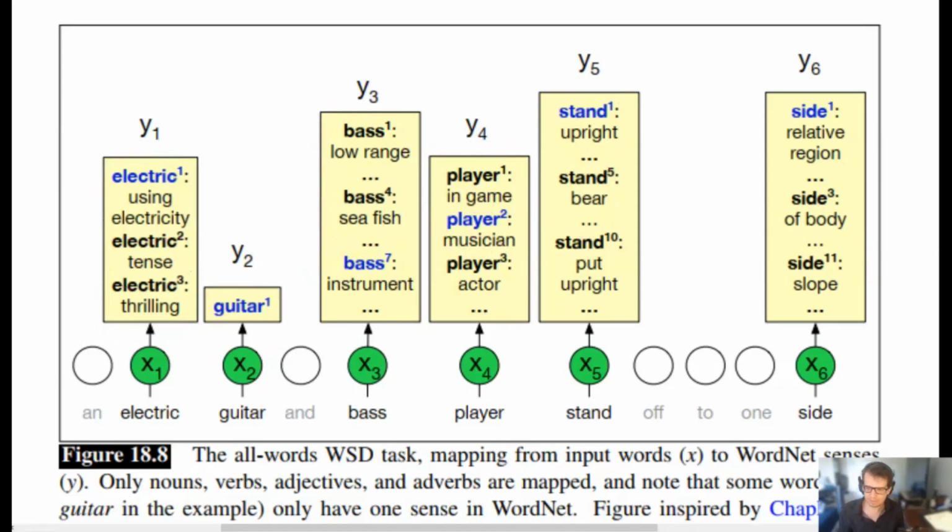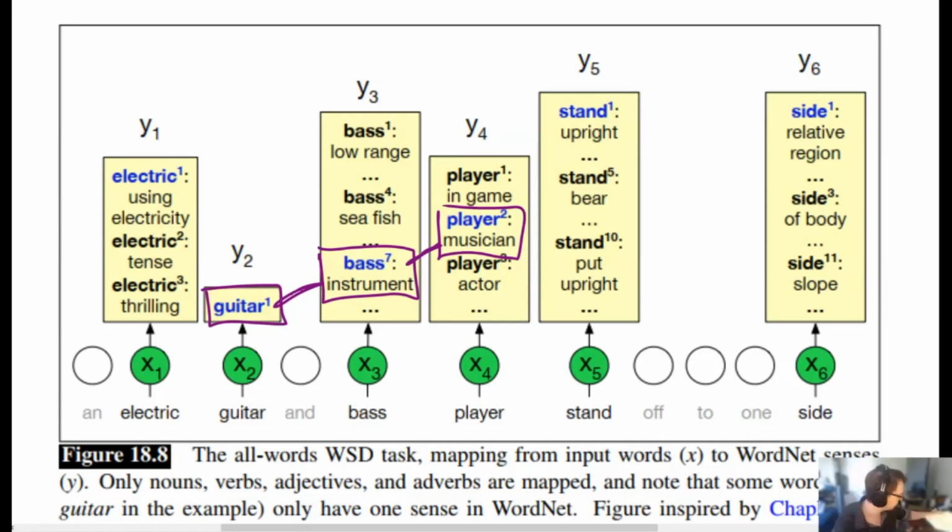And it knows one of them for sure. It knows guitar. Guitar only has one meaning. And what it's doing is it's finding similarities between these words in order to determine the meaning. So for instance, player could be in-game, musician, actor, and so on. But it sees things like guitar, which is an instrument. It sees bass instrument. It's finding a connection between these. It sees player as musician. It knows there's a connection between instrument and musician, so it's picking that.